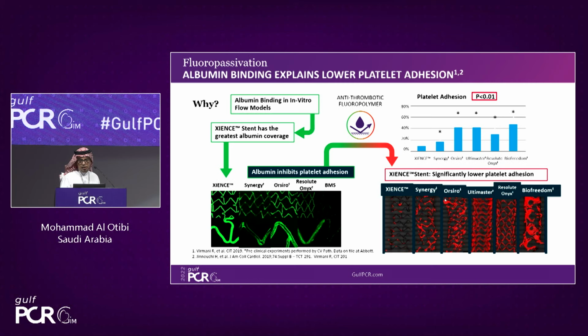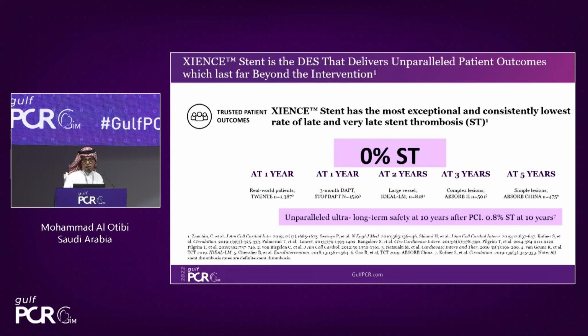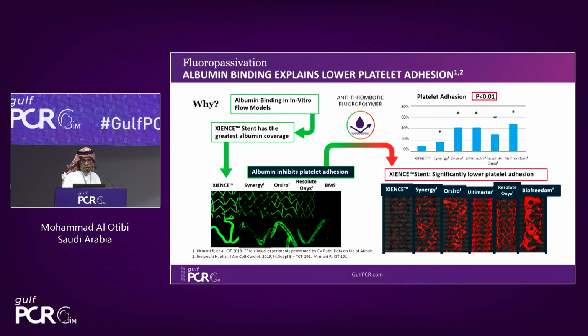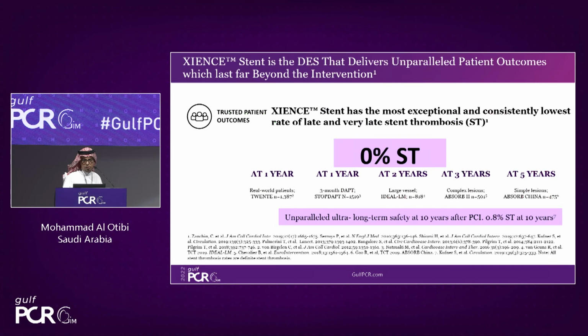And if you see in the lab, you see the difference in Zion's when it comes to platelet adhesion. It's the stent with the lowest platelet adhesion. I think these minute things are very important, particularly in a similar case scenario. Now, does that lab test translate into clinical outcome?